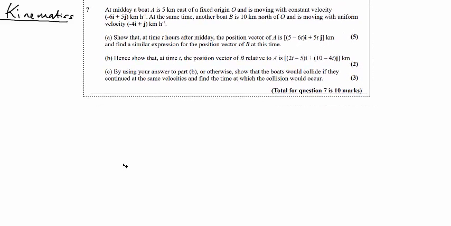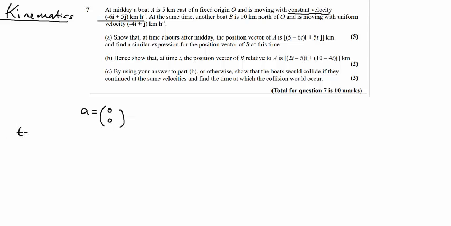Okay, so let's have a look at this. We have a boat at midday, which is where it starts off. A boat is 5 kilometers east of a fixed origin. That's telling me the initial position vector. It's moving with, there's that word again, constant velocity. I know my acceleration is 0, 0. And it's told me the velocity as well.